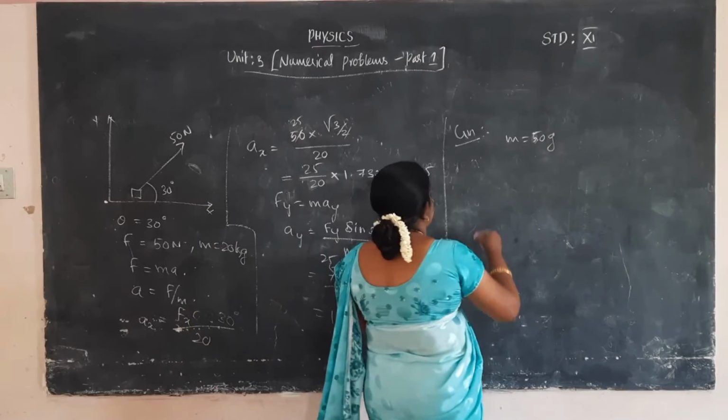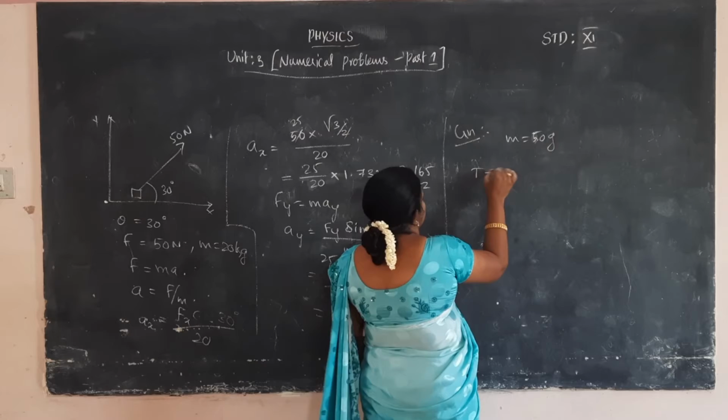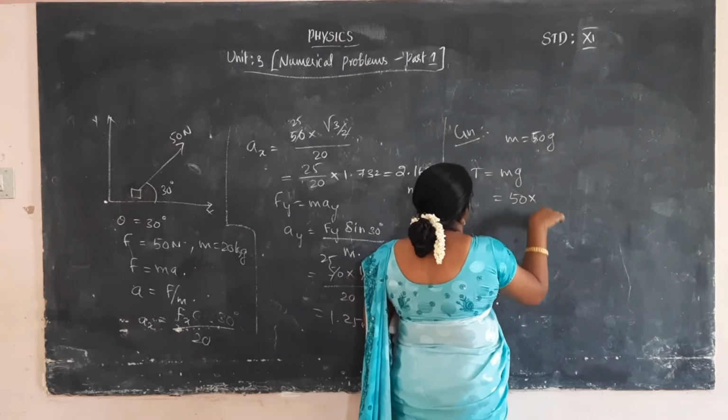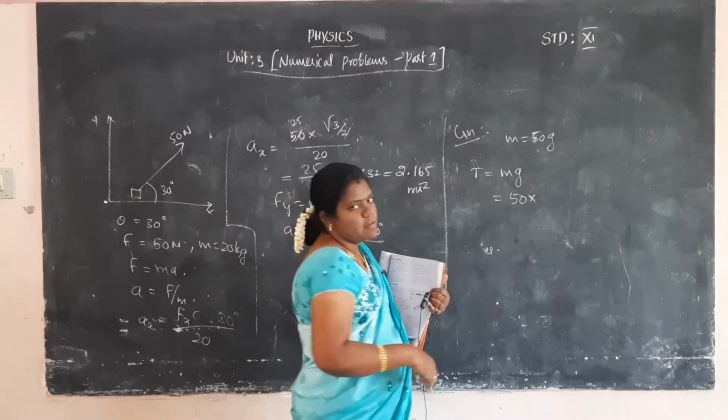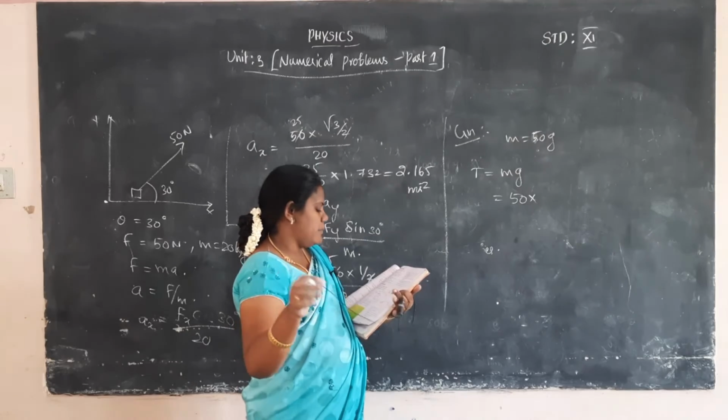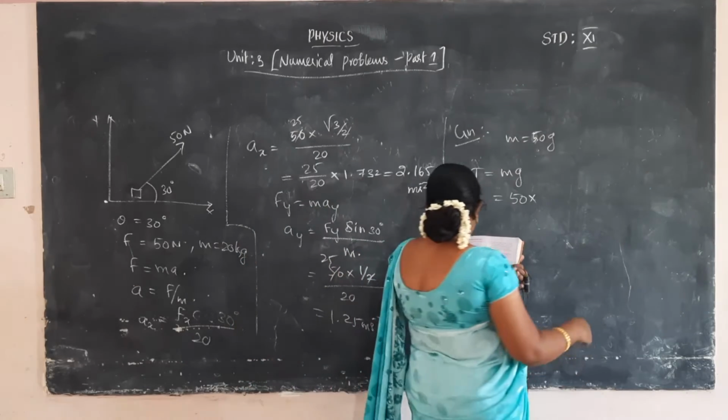How will you calculate the tension? What is the formula? T is equal to m into g. So the mass value is 50. What is the g value? Everyone knows that. What is the acceleration value? Acceleration due to gravity value is 9.8. So we have to multiply.